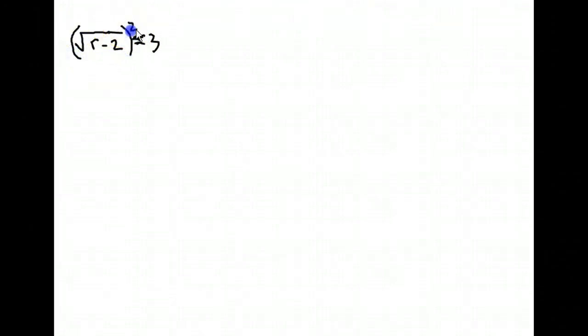So you would square this side, and whatever you do to one side of the equation, you have to do to the other, so you would square that side. When you square a square root, all it does is get rid of the square root, so you end up having r minus 2. And then you have 3 squared, which will give you 9. And so to solve this, you add 2 to both sides, and you end up with r is equal to 11.